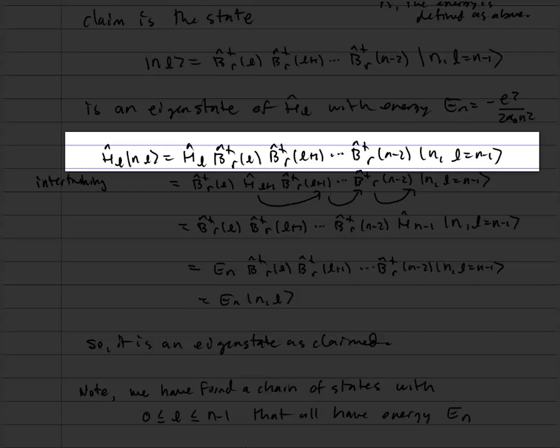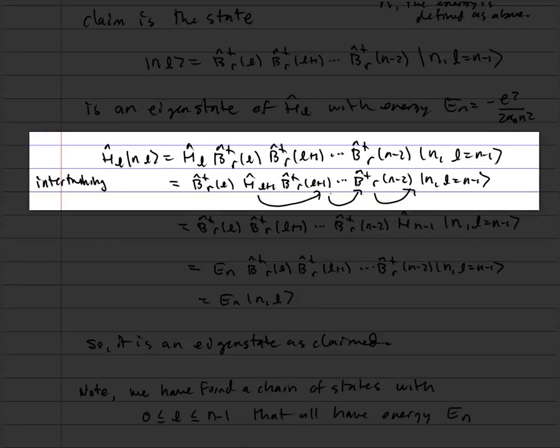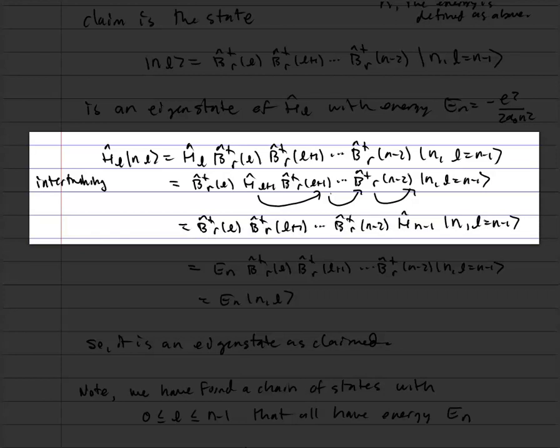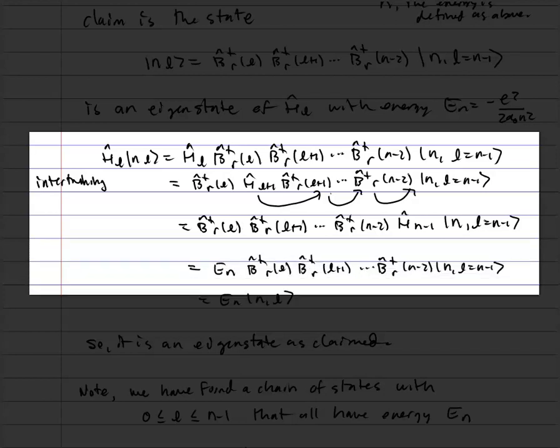So H_L B_R dagger of L, well, that's primed for intertwining. I can move it through, and it becomes H_{L+1}. And then the H_{L+1} is next to a B_R dagger of L+1. Well, that's also primed for intertwining. I can move it through and make it H_{L+2}. And by the time I get to the end, I'm going to have an H_{n-1} acting on the state |n, L = n-1>.